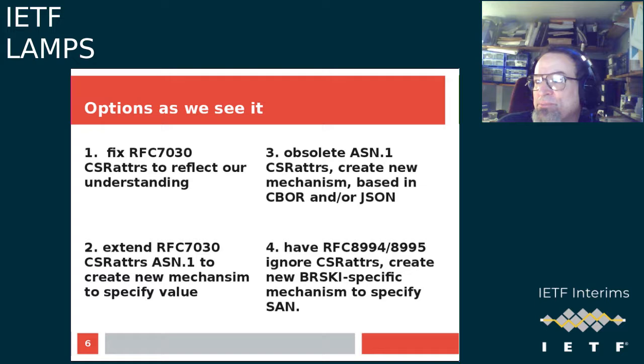So another possibility is we could have 8994, 8995 just do something else that's very specific to our environment, and not try to create any kind of a JSON or CBOR update to 7030 for others. In that case, I suppose we do whatever we like, and we could ignore the rest of you. And I think that was my last slide.